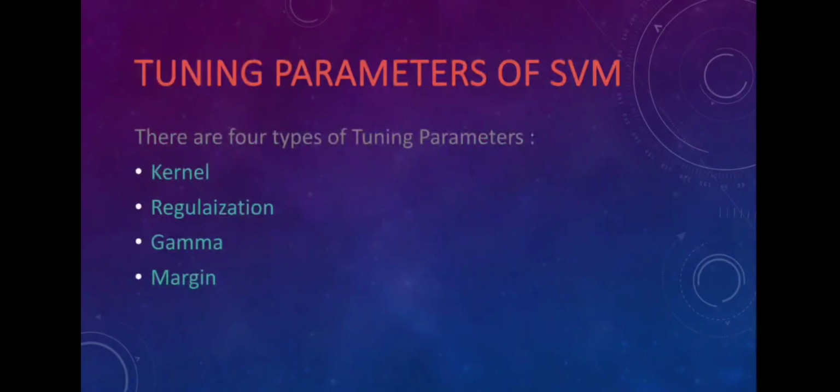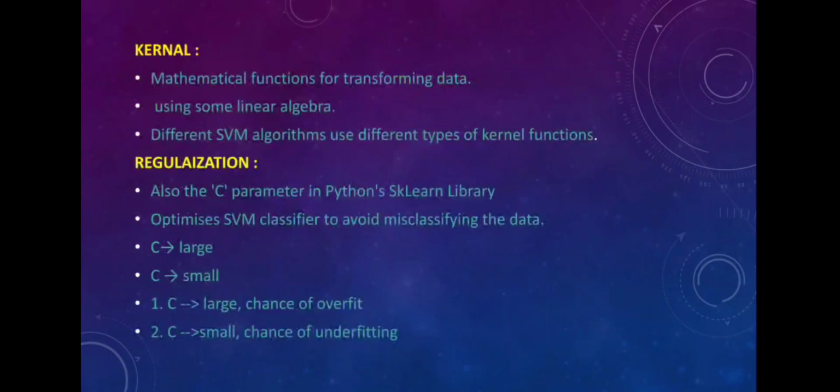Tuning parameters of SVM. There are four types of tuning parameters: kernel, regularization, gamma, and margin. Kernel: mathematical functions for transforming data using some linear algebra. Different SVM algorithms use different types of kernel functions.